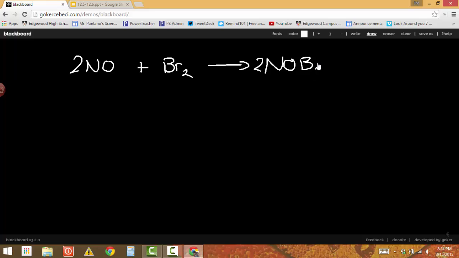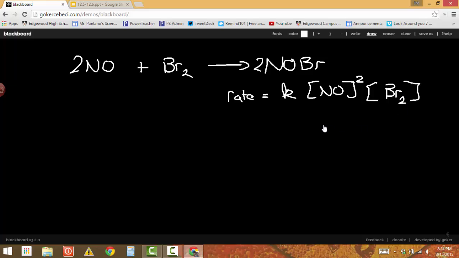Here's another example. 2NO plus Br2 goes to 2NOBr, all gases. The measured or experimentally determined rate law is rate is equal to K times concentration NO squared times concentration Br2. Now it looks as though there's a 2 there, there's a 2 in front of the NO, there's a 1 for the order of Br2, and there's a 1 in front of the Br2.